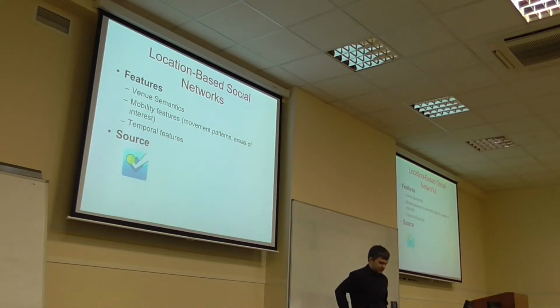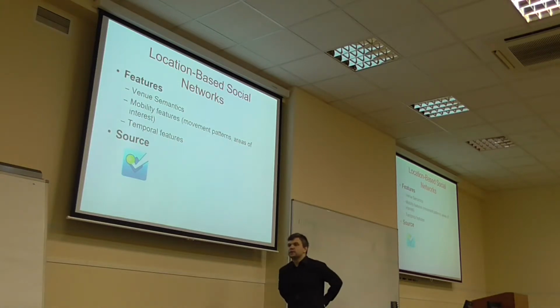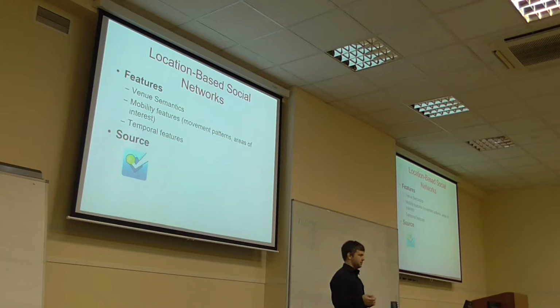Another one is location-based social networks. It's like Foursquare, Gowalla, or Facebook, where people share locations and you can get not just the location itself, but also value and semantics, which is very interesting. You know the place where a person goes.